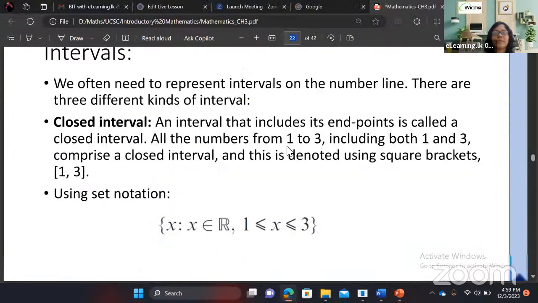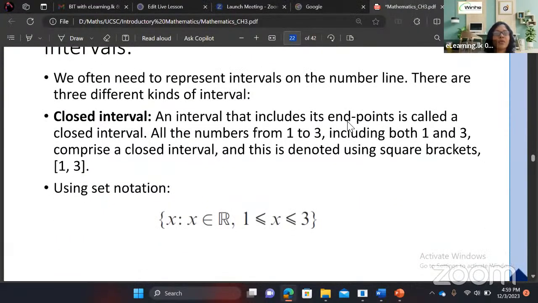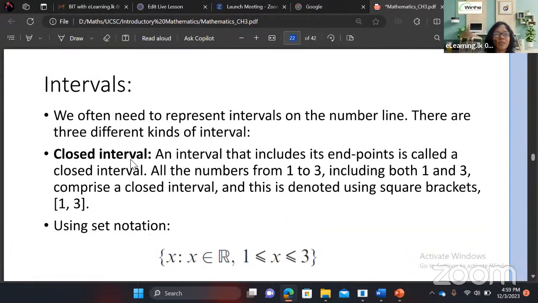Here you can see each endpoint of the closed interval. If it is given a closed interval, that means all the numbers of x are between 1 and 3, but including 1 and 3. So when you are representing a value on a number line, if it is not specific, we can represent it as an interval.